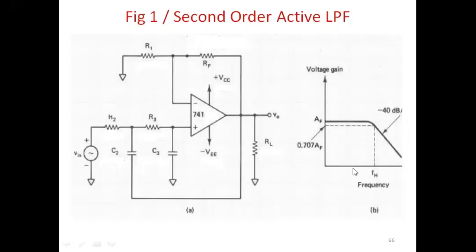And you can see the pass band frequency is 0 to FH, and the stop band frequency is greater than FH. The gain keeps on decreasing at the rate of minus 40 dB per decade, whereas in the case of the first order active low pass filter, it is minus 10 dB per decade. Sorry, minus 20 dB per decade.